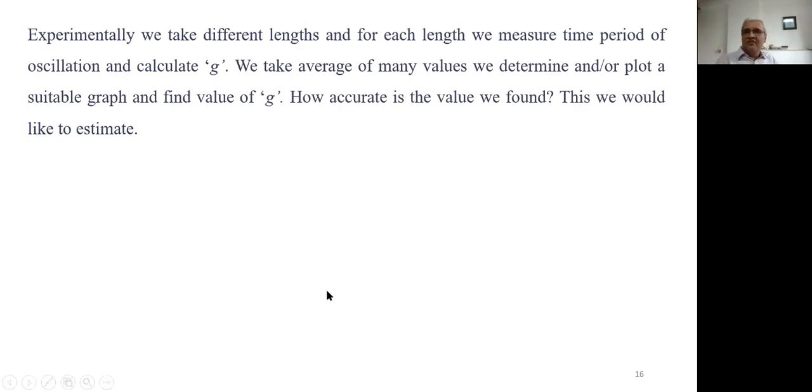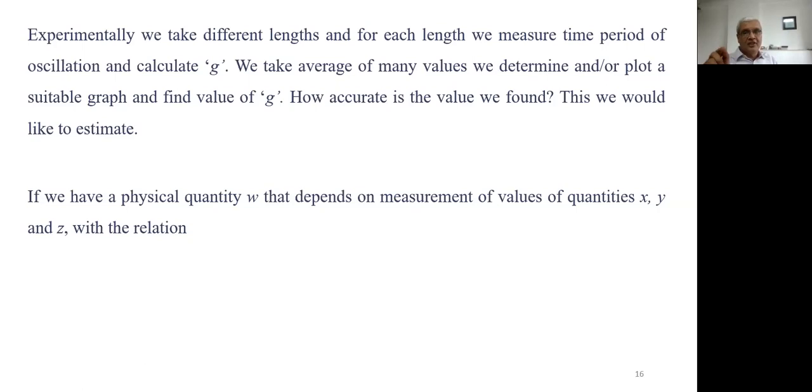Experimentally, we take different lengths, and for each length, we measure the time of oscillation and calculate g. And with so many such g's found, we can take the average value. In that average value, we can find the deviation from the mean value and so on. We can plot a suitable graph also, and using the graph also, we can estimate the value of g. But how accurate is the value of g that I have found? This is what we would like to know.